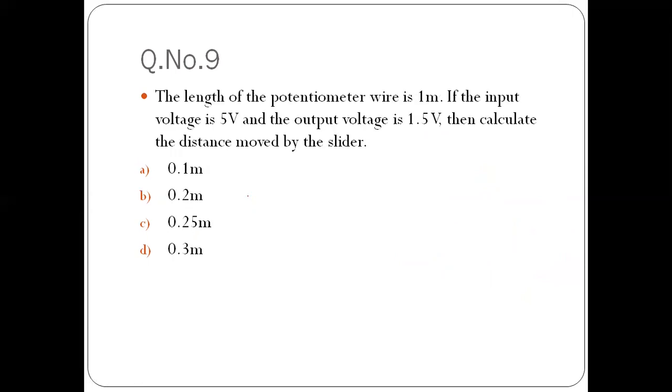The length of the potentiometer wire is 1 meter. If the input voltage is 5 volt and the output voltage is 1.5 volt, then calculate the distance moved by the slider. The relationship showing the distance moved by the slider, input voltage, and output voltage is X = L × V0 / Vin. L is the length of the potentiometer wire, V0 is the output voltage, Vin is the input voltage. So it is 1 × 1.5 / 5. So the answer is 0.3 meter.